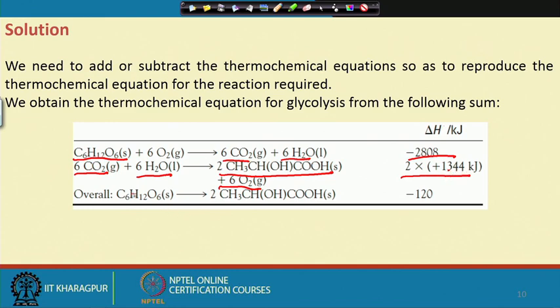If you see the overall reaction, if you subtract this, then this will be cancelled. Then I can write that 1 mole of glucose produces 2 moles of lactic acid, and if you deduct from this, the enthalpy change comes to around 120 kilojoules per mole.